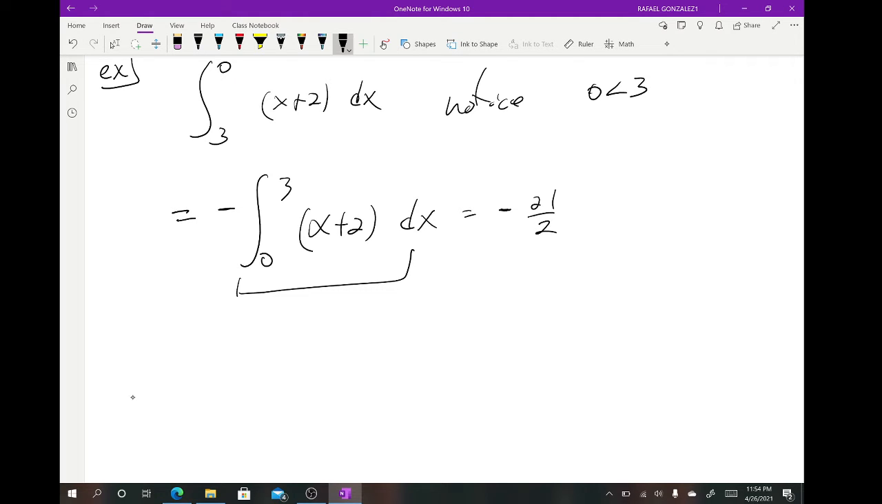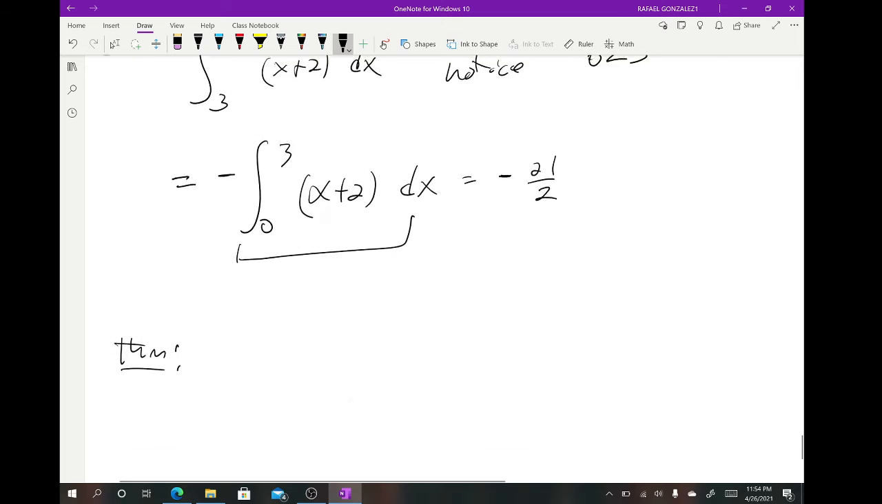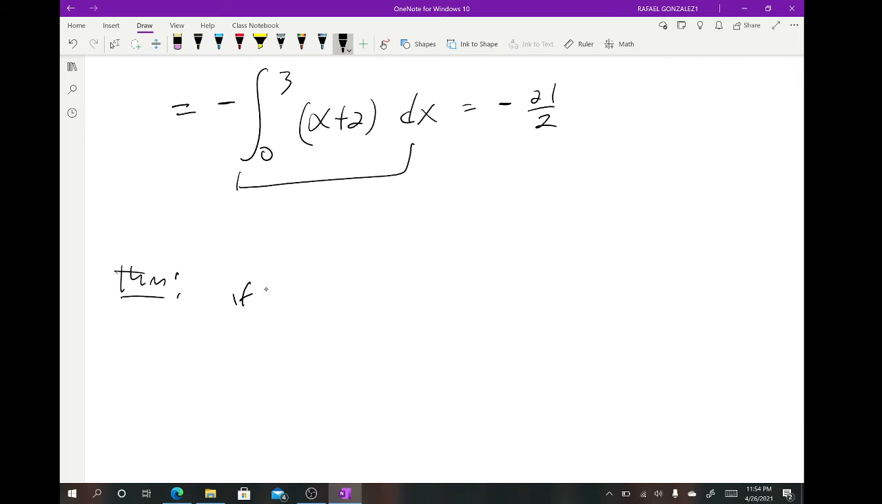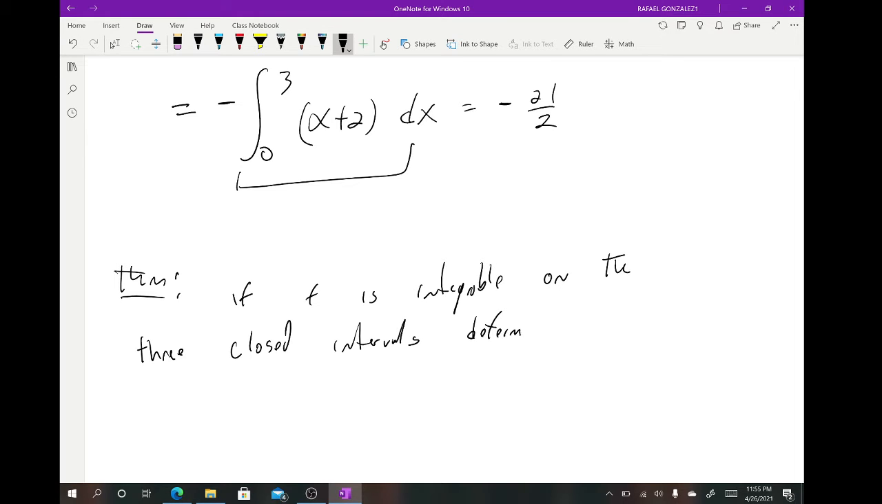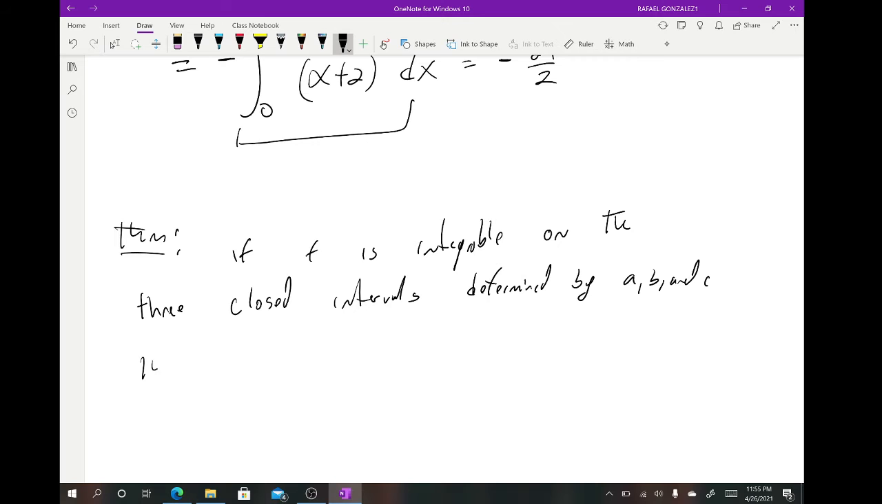Another important rule of integration is the following. If f is integrable on the three closed intervals determined by A, B, and C, this one is also used a lot, then the following is true.